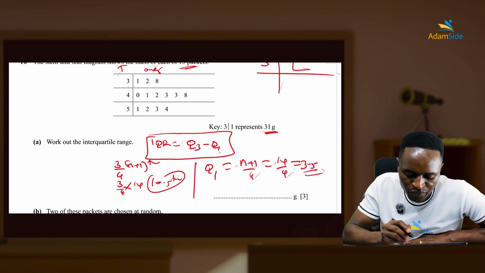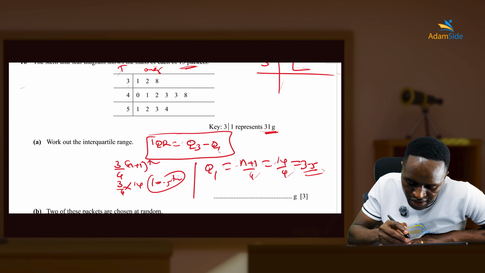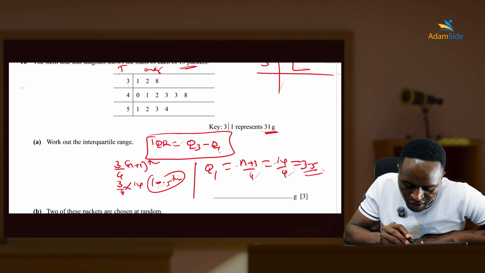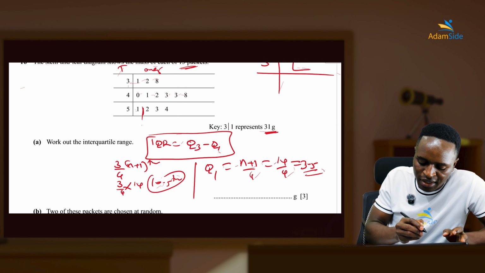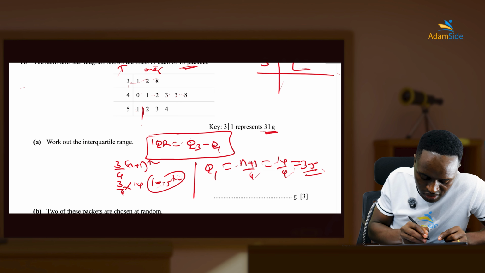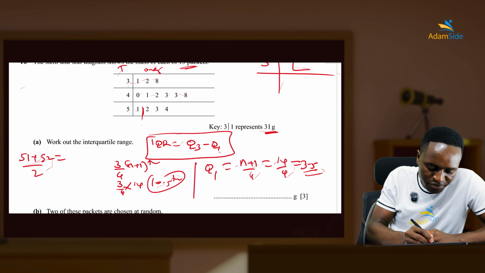Now we arrange them from smallest. They are already arranged in the stem and leaf diagram. So at the 10.5th position: 1, 2, 3, 4, 5, 6, 7, 8, 9, 10. It's supposed to be here, between 51 and 52. The number is between 51 and 52, so 51 plus 52 divided by 2 gives Q3.